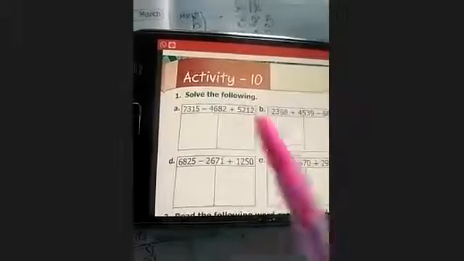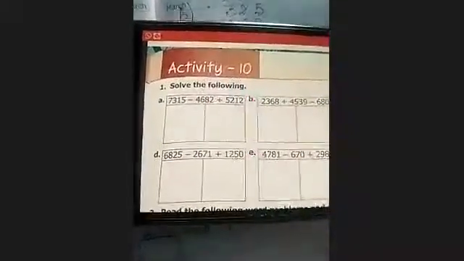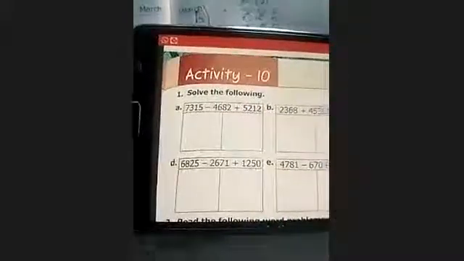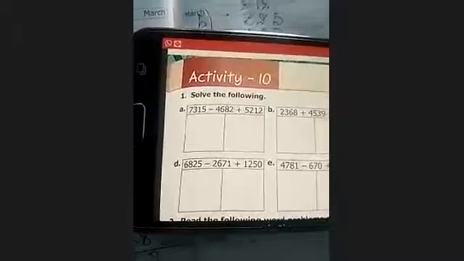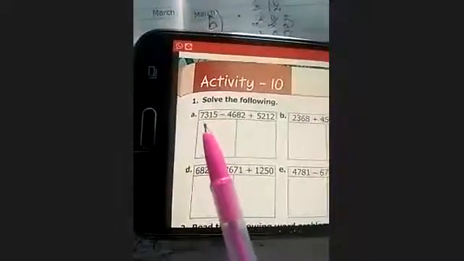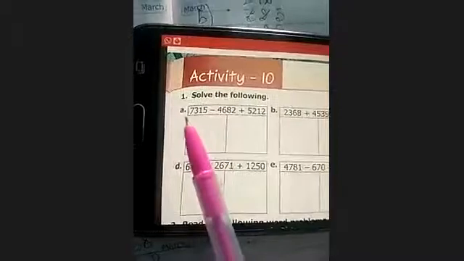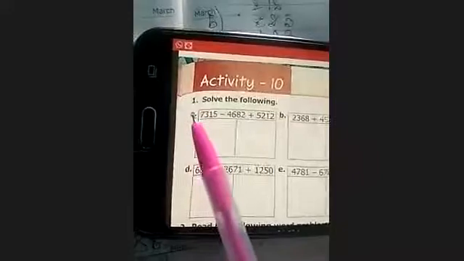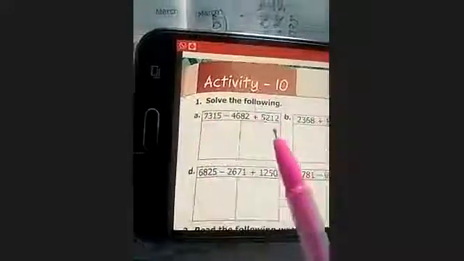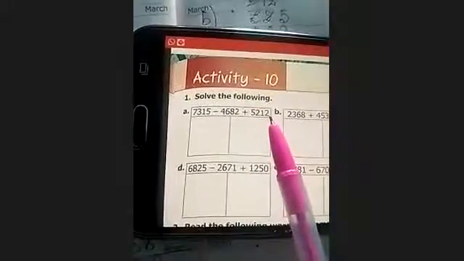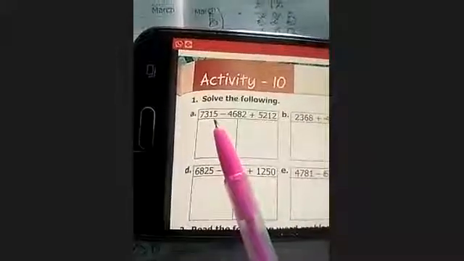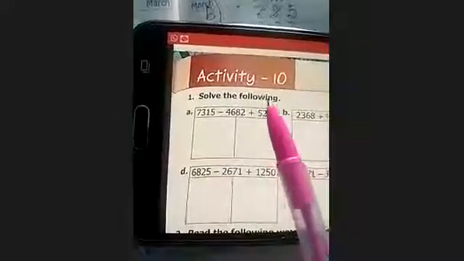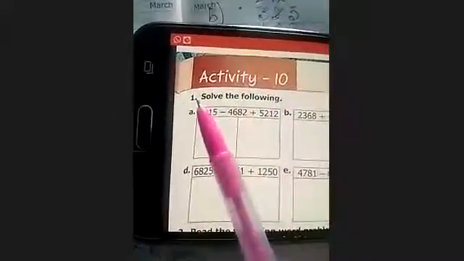In the class also, children, you like to sit with your friends, right? So we have to keep the friends together. How will we know that these are friends or not? See, here is 7315. 7315 means it is plus, because there is no sign given here. And here is also plus. So which two are friends? 7,315 and 5,212 are friends. So we have to keep the friends together.